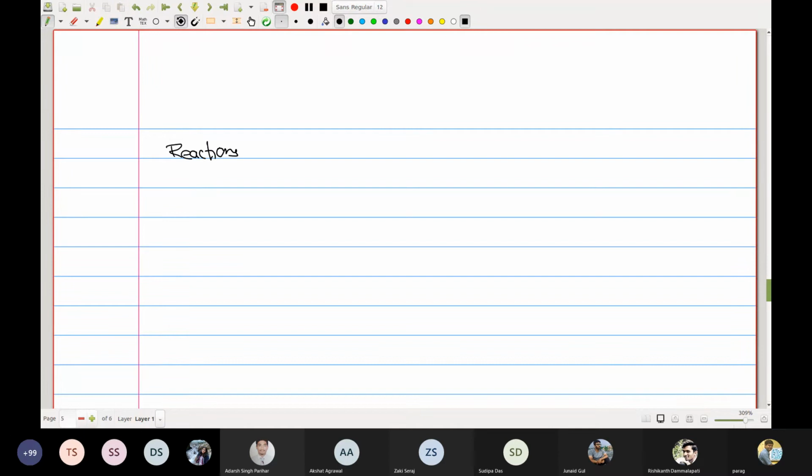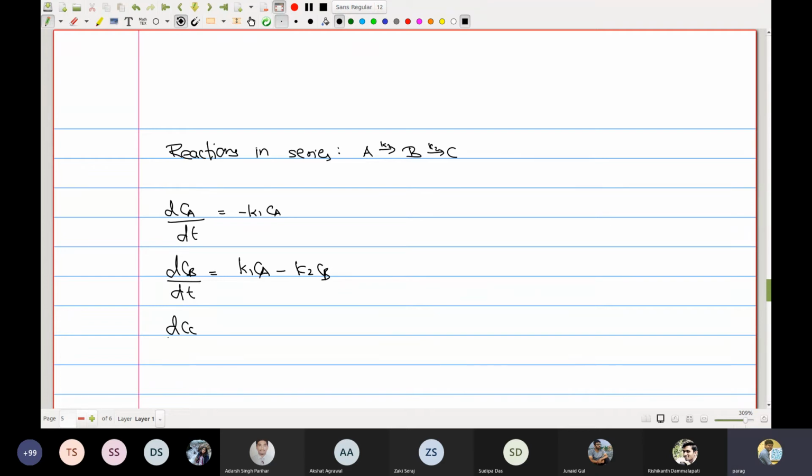Reactions in series. So you have A going to B going to C. The rate of conversion of A is dCA by dt, which is equal to minus K1 CA. We'll write K1 here, we'll write K2 here. dCB by dt equals K1 CA minus K2 CB. dCC by dt equals K2 CB.